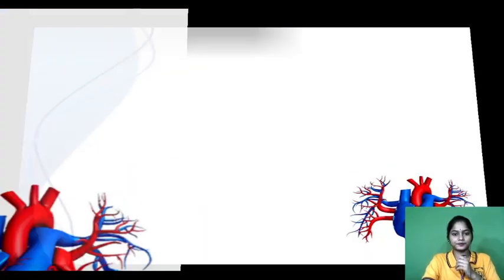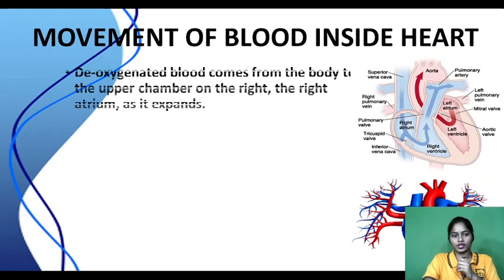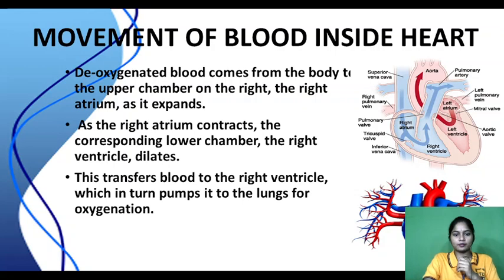Yes. Now see the movement of blood inside our heart. So see, deoxygenated blood comes from the body to the upper chamber, that is the right atrium. Whenever something enters a certain place, it will expand, right? So when the blood enters the right atrium, it will expand. After that, the right atrium will contract and the blood will move to the right ventricle.